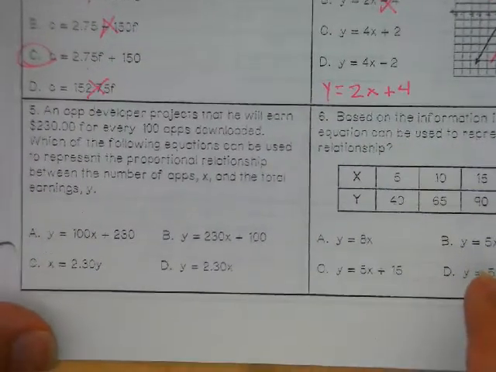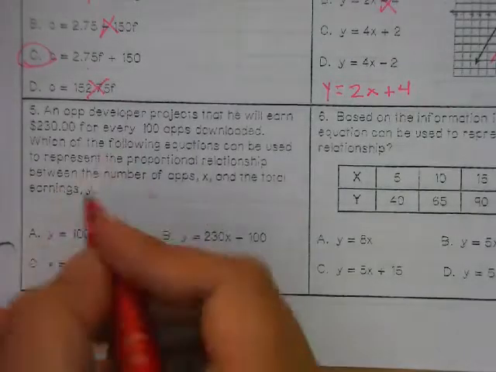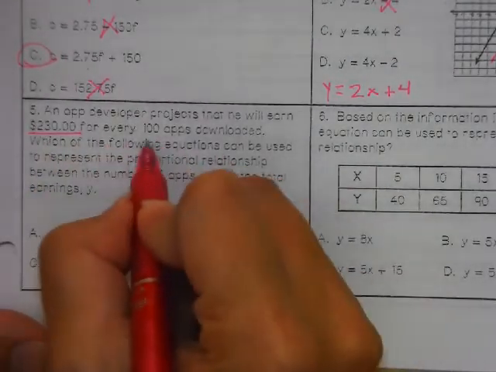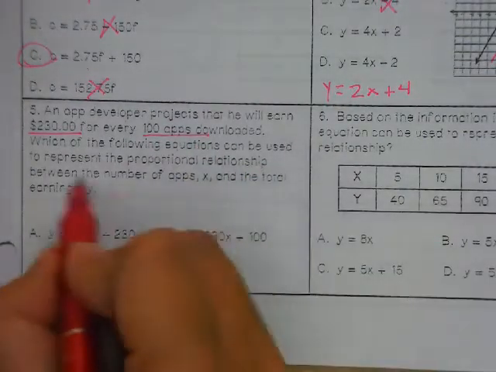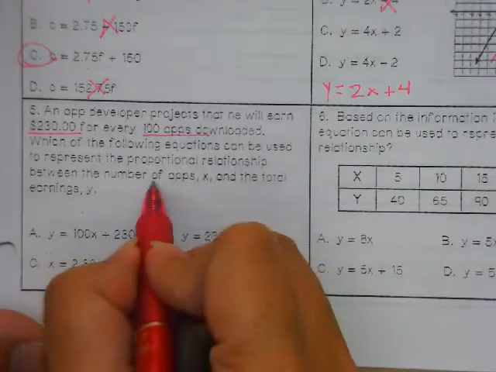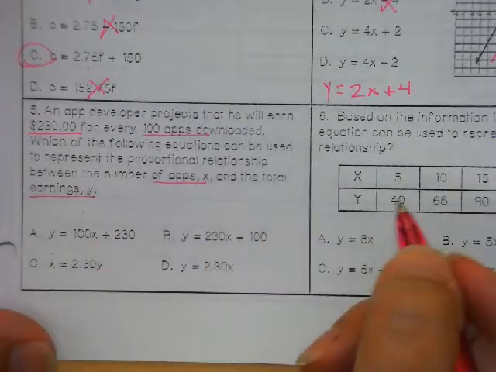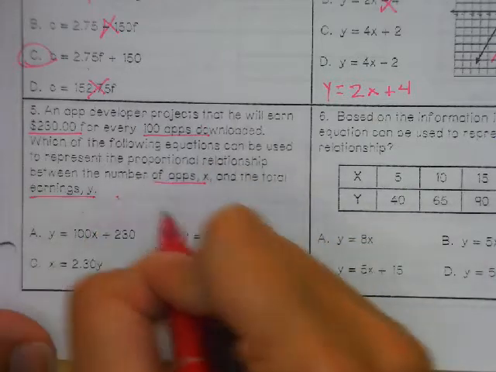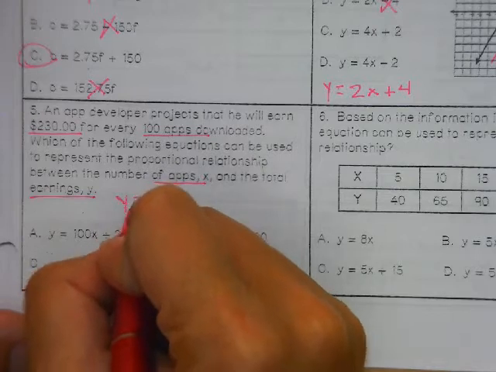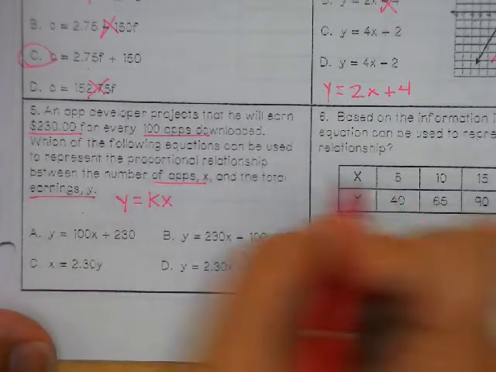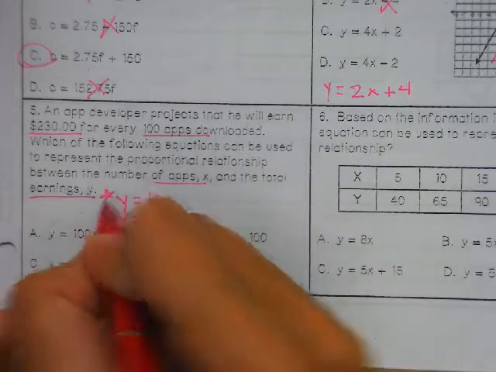Don't just guess. An app developer projects that he will earn $230 for every 100 app downloads. Which of the following equations can be used to represent the proportional relationship between the number of apps, x, and the total earnings, y? So remember, this is going to be y equals kx, or y equals mx, the same thing, but we only have one set, so kx is going to be the way to go.